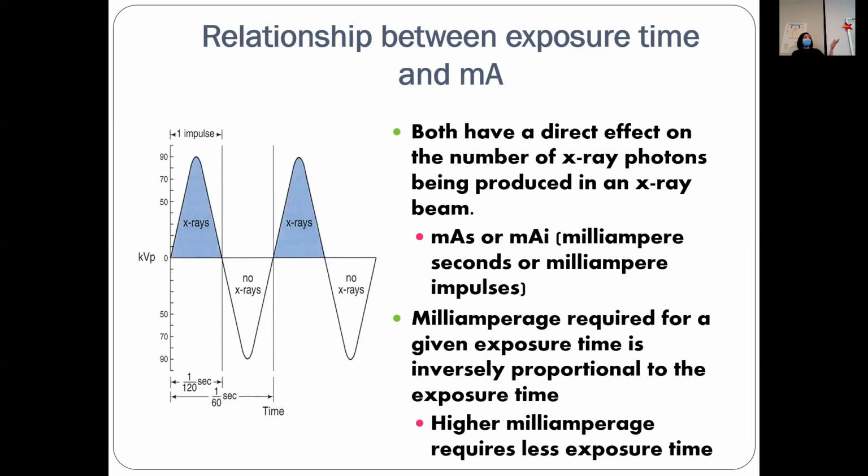So the higher the milliamperage, the less exposure time you need. But you can't change the milliamperage on our machine, so don't stress about it. But you do need to understand that if it was an old-time machine and you could change MA from like 5 to 7 to 10, you would then have to change your exposure time. If you're going to raise one, you have to lower the other. If you're going to raise milliamperage, you need to reduce exposure time. If you're going to increase exposure time, you need to reduce milliamperage.